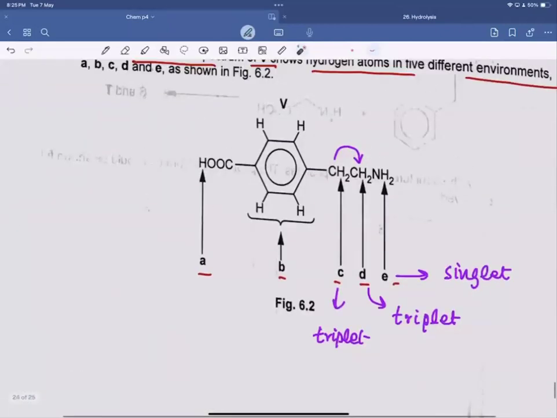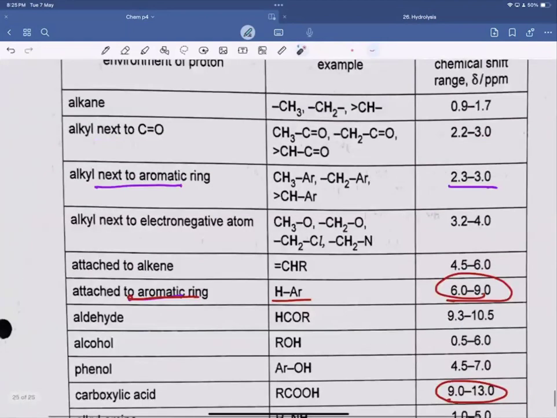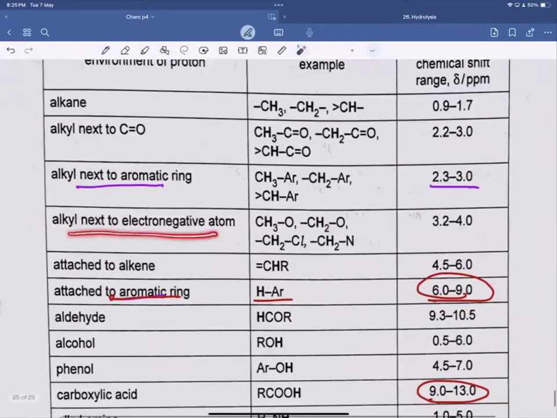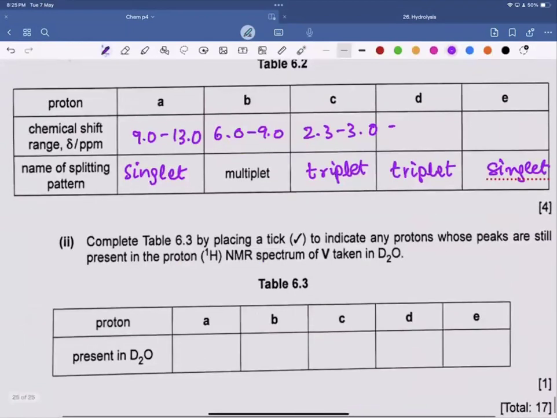Now, if you look at D, D is bonded to an electronegative atom, right? So see, alkyl next to electronegative atom. So CH2 bonded to N. Its chemical shift value is 3.2 to 4.0. So I'm going to write 3.2 to 4.0. Is this clear?